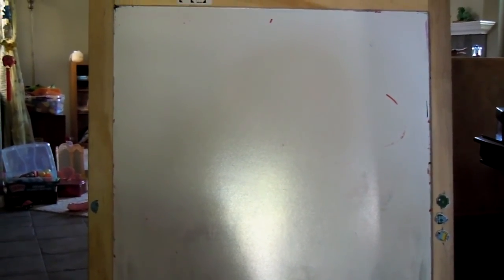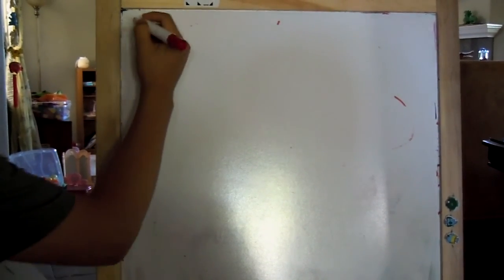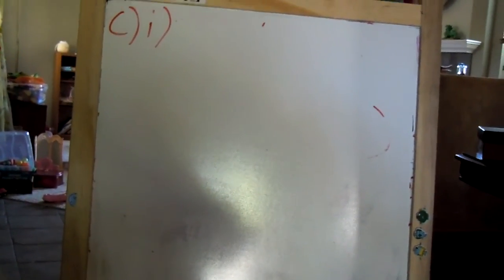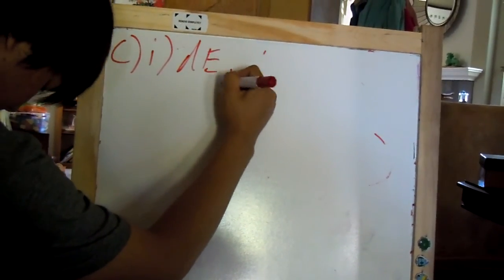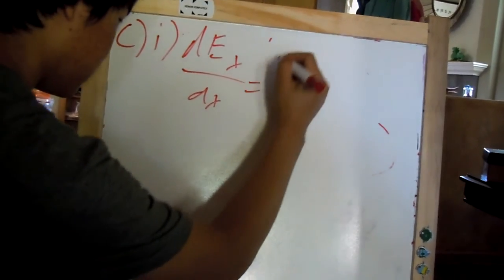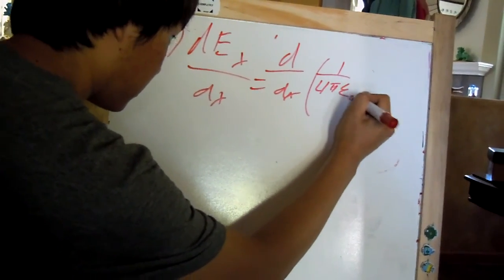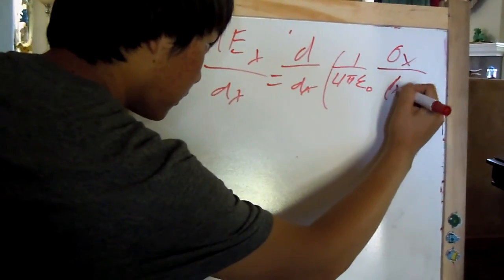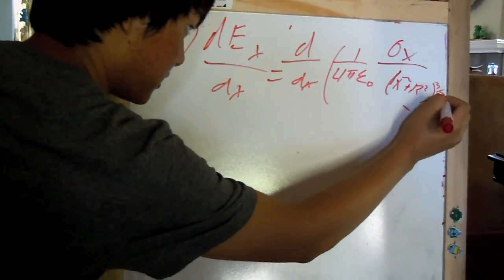For part 2 of part B, it's 0 because the y and z components just cancel out, so it would just be 0. And part C, part 1, it's asking you to find the value of x at which the electric field is the maximum. So it would be d Ex over dx, which is the previous equation, equal to 0.